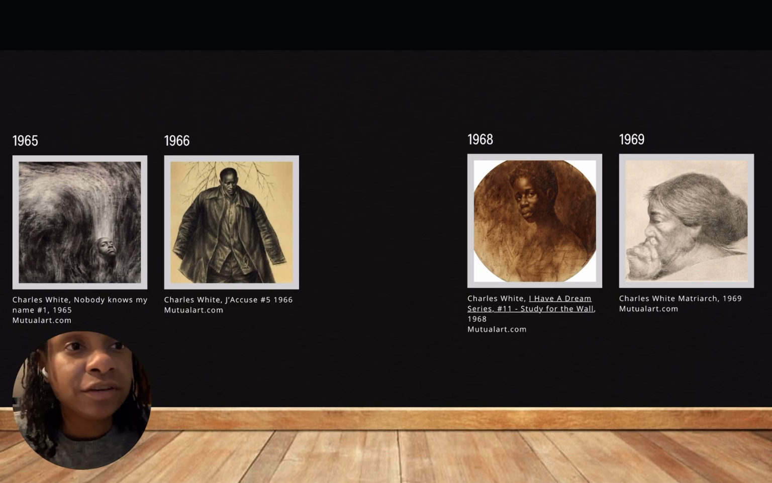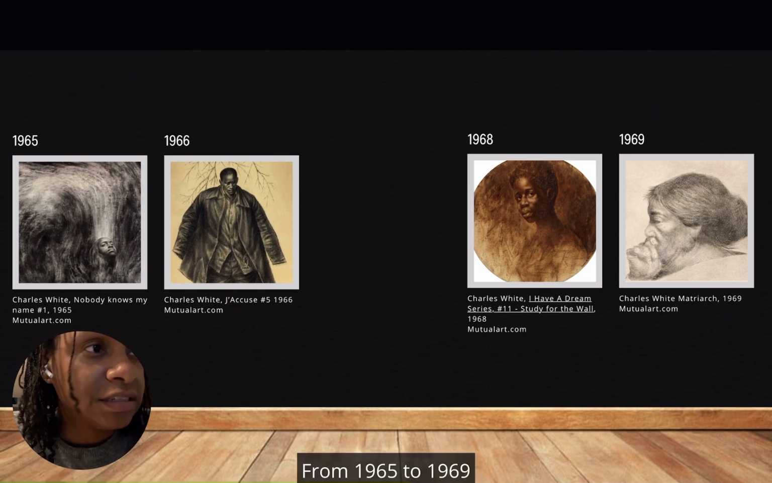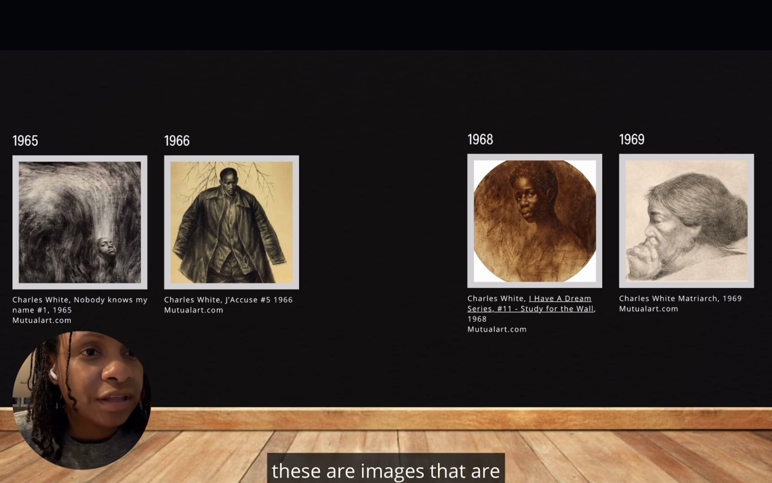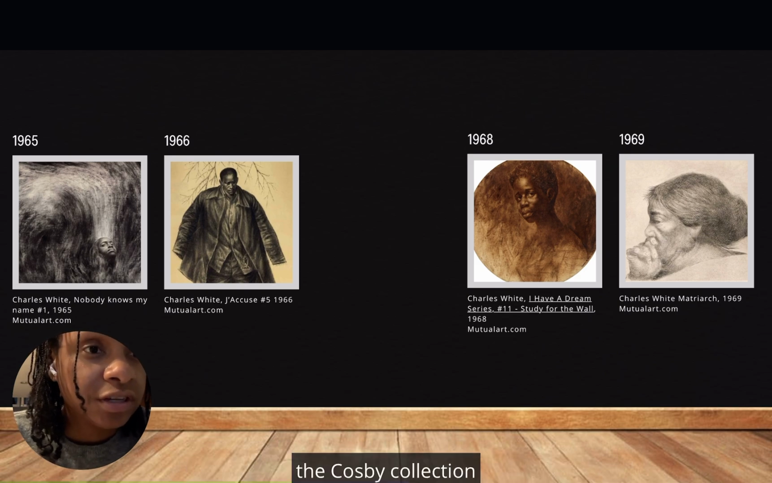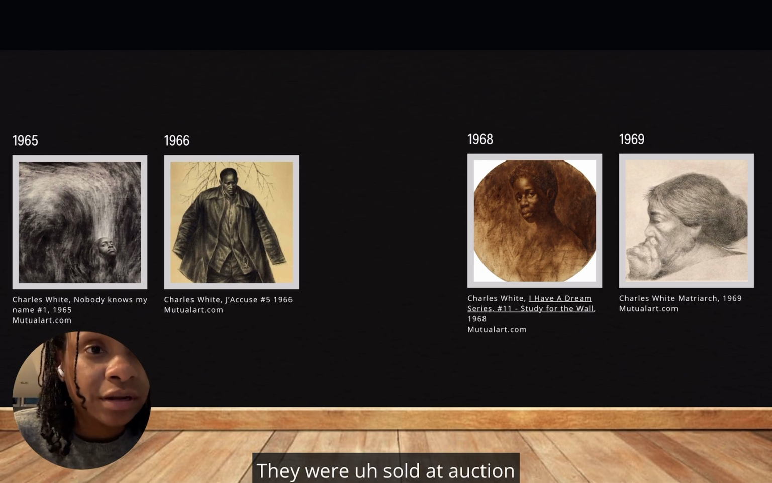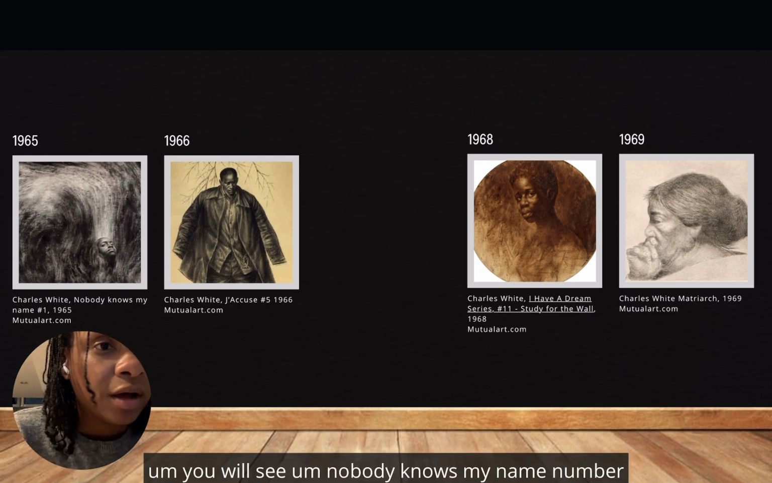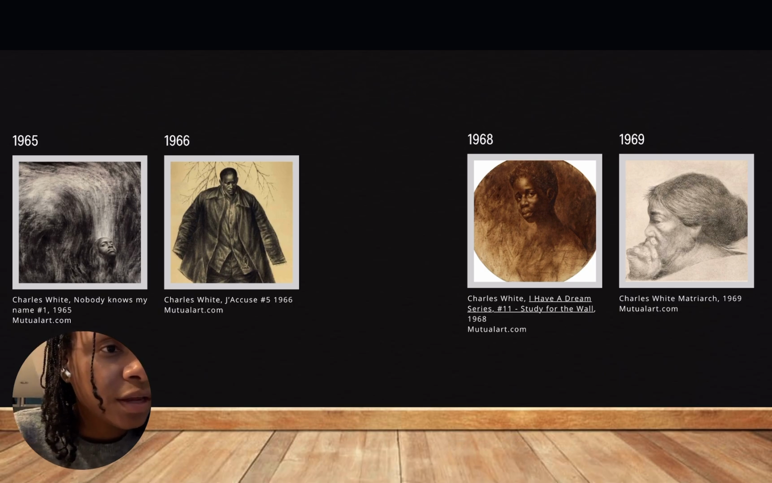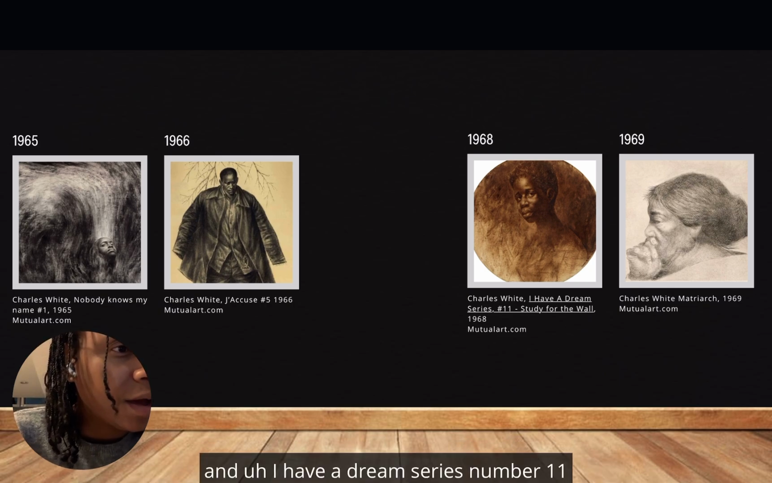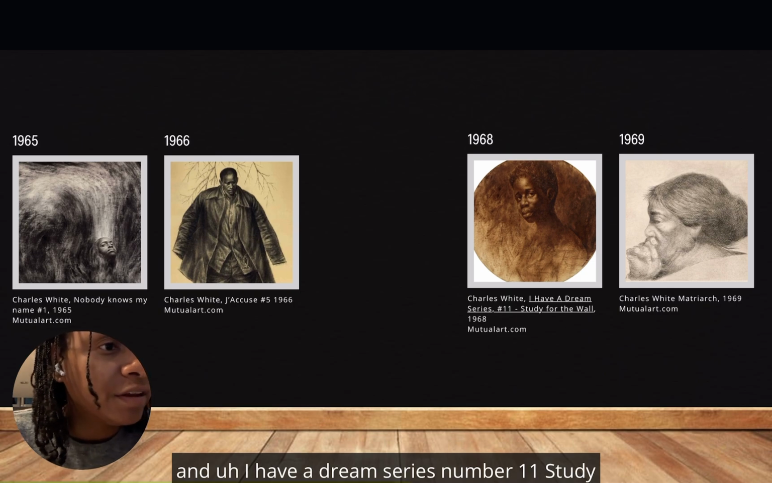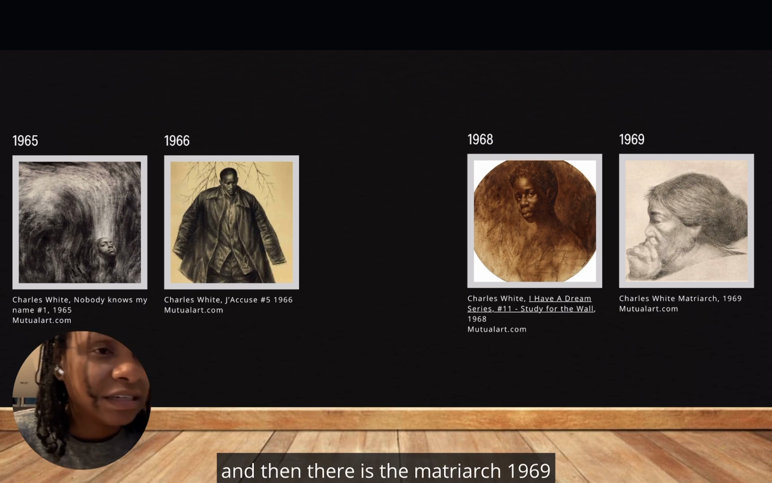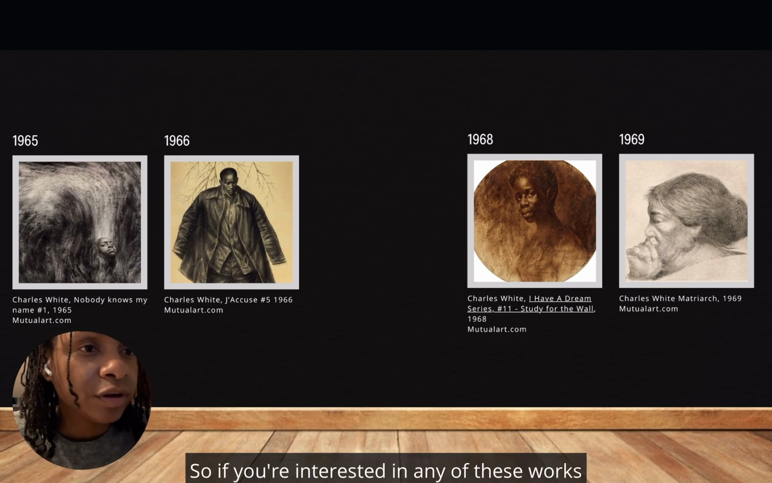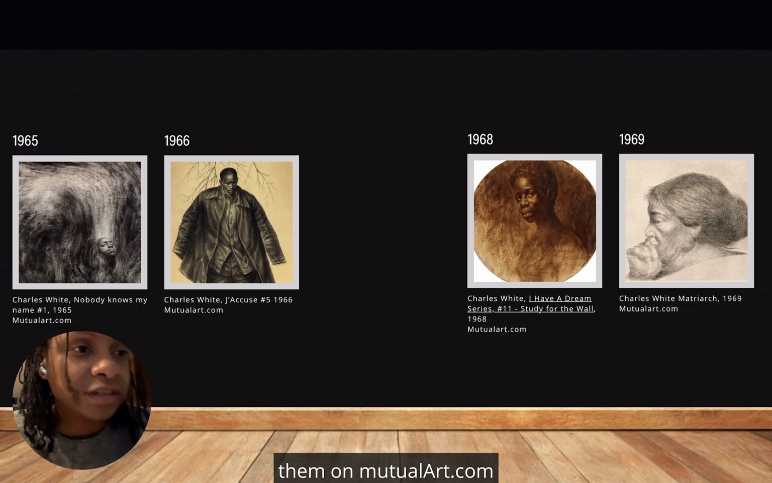The images that you see here from 1965 to 1969 are images that are in the public. They're not part of the Cosby collection. They were sold at auction recently. So you will see Nobody Knows My Name, number one, Jacques, number five, and I Have a Dream series, number 11, Study for the Wall, and then The Matriarch, 1969. If you're interested in any of these works, you will be able to find them on mutualart.com.